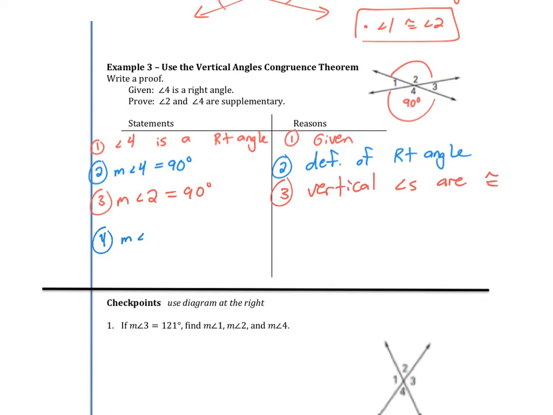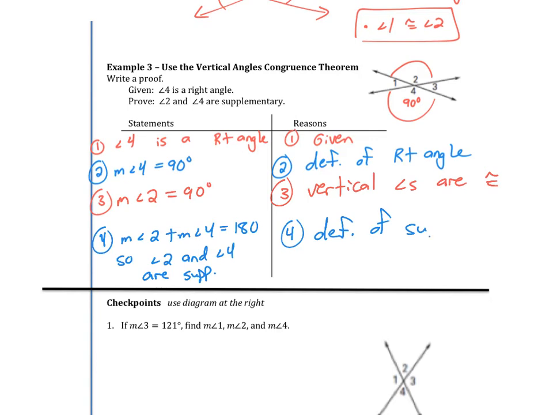So let's just say measure of angle 2 plus measure of angle 4 equals 180. So angle 2 and angle 4 are supplementary, and that will be the definition of supplementary. So we know that angle 2 plus angle 4 is 180 because both of them are equal to 90. Therefore, they are supplementary. So each step has a reason.